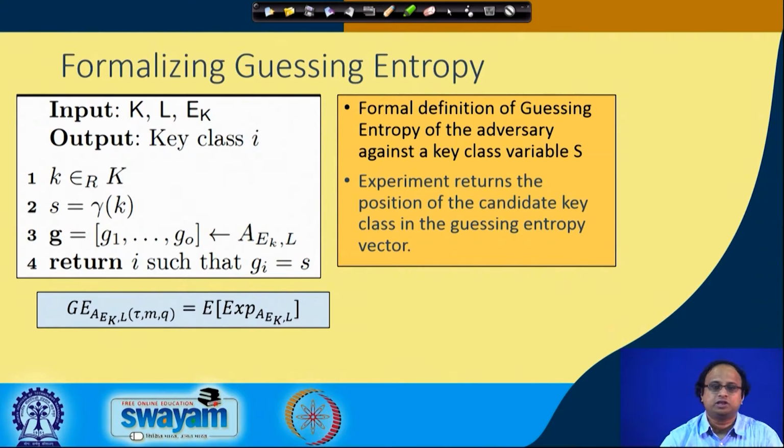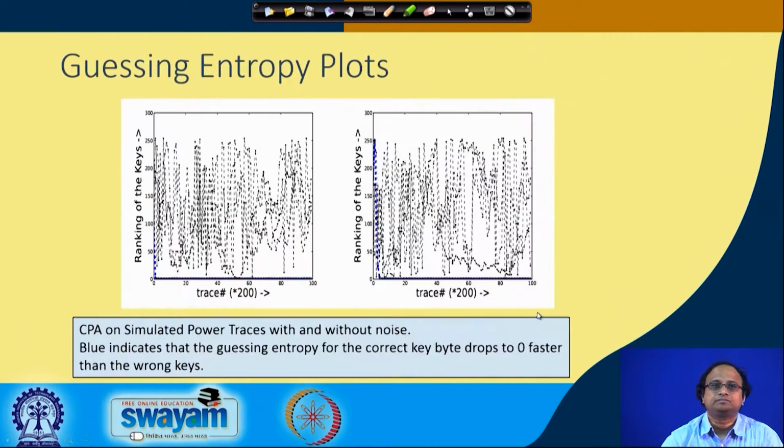that. It just bothers about whether you can bring the correct key class within those O possible guesses. And in the second experiment, we basically try to give you the position of that key candidate in the guessing vector. So both of them can be useful in analyzing side channel attacks. So here are some experimental results.